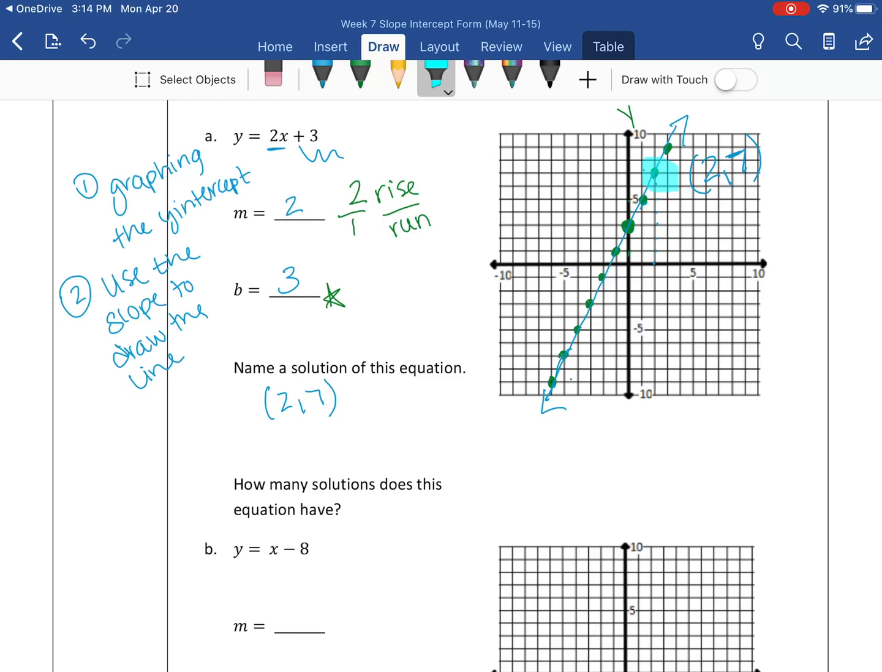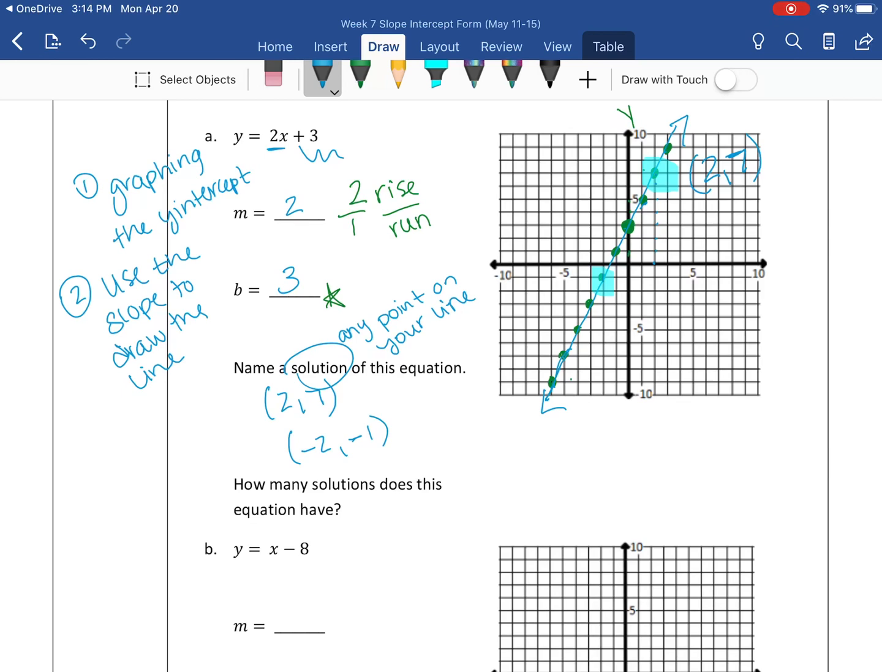We could pick a different one if we wanted. We could pick this point right here. This point is -2 down 1. So (-2, -1) is also a solution. Again, a solution is just any point on your line, any point or ordered pair on your line. That's what a solution is.